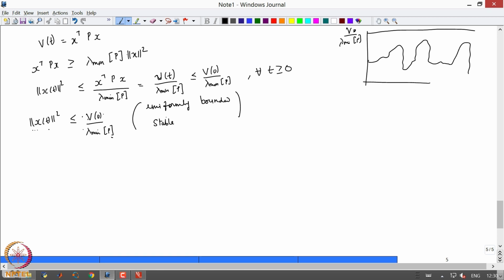Okay. Now, the next step is to show whether this is also asymptotically stable, asymptotically or exponentially stable. Okay. Now, let's do this thing.